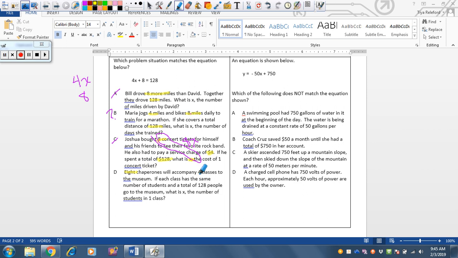8 chaperones will accompany 4 classes to the museum. If each class, so I'm probably multiplying classes, has the same number of students and a total of 128 people go to the museum, what is X, the number of students in one class? This is what I like. I like that it's 4 classes and it's each class. So that's 4X. 8 chaperones, that's a plus 8. I like it.